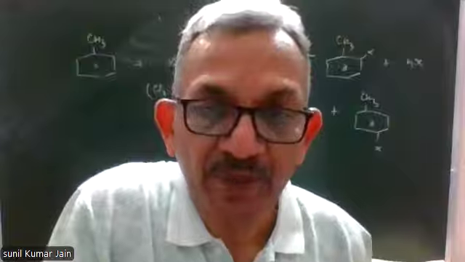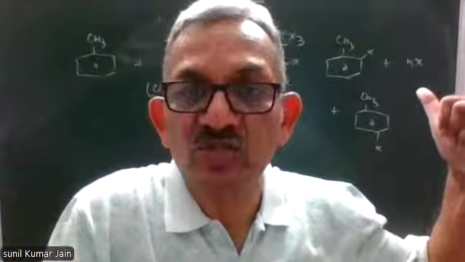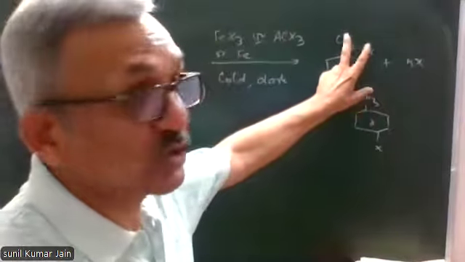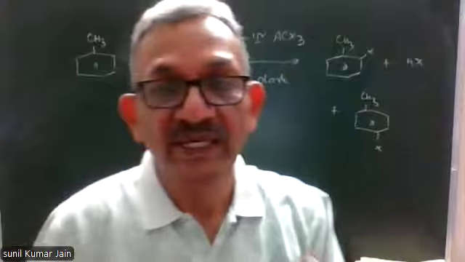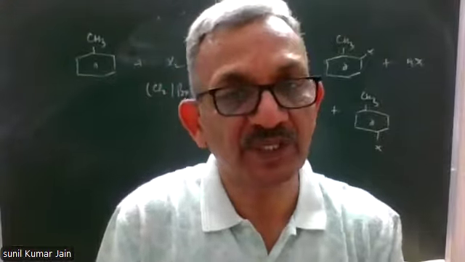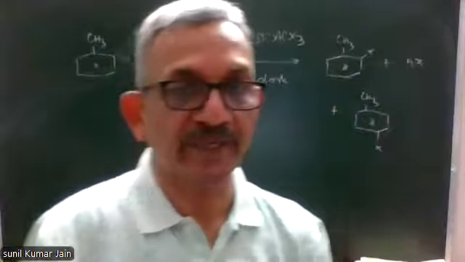Out of ortho and para products, para is always the major product because there is steric hindrance in the ortho product. Because these two groups are close to each other, they will hinder each other. Therefore, the para product is always the major product. So this is halogenation on the aromatic ring.